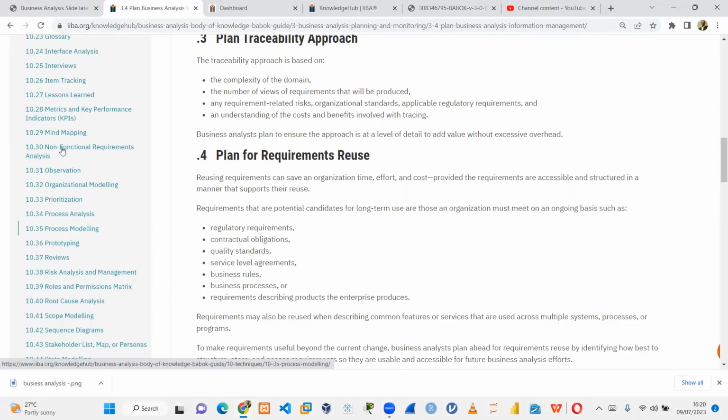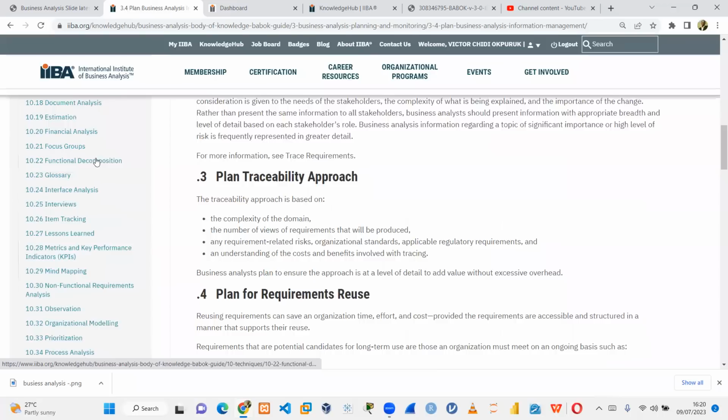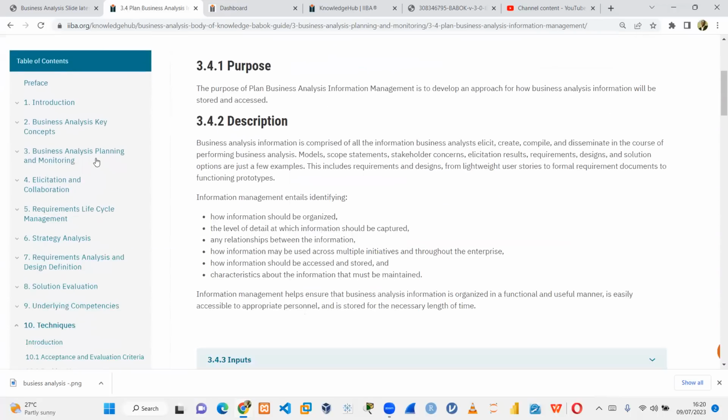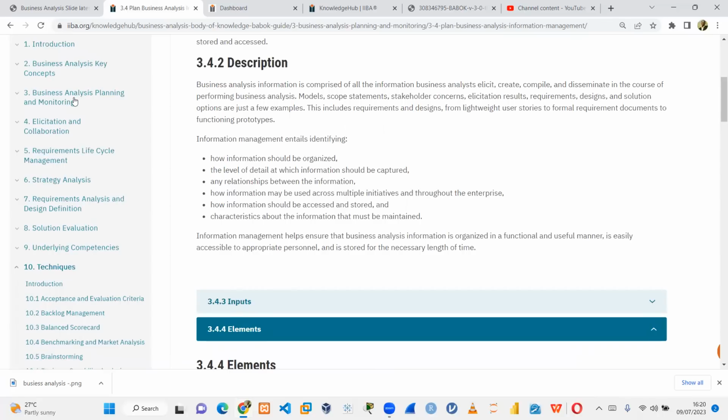We can be using mind mapping in elicitation. We can use mind mapping in planning. We can use mind mapping also in solution evaluation. We can use brainstorming in planning, in elicitation, in requirements lifecycle management. We can even use brainstorming in strategy analysis. So understanding these techniques is very key to understanding the six knowledge areas of business analysis.